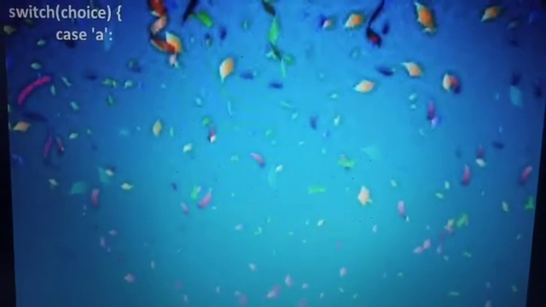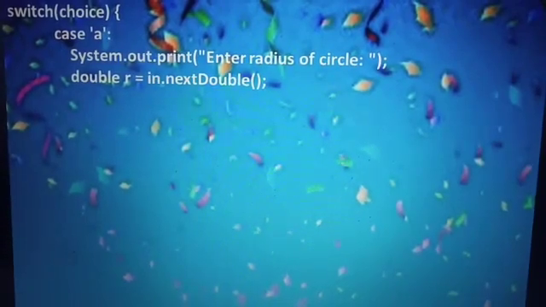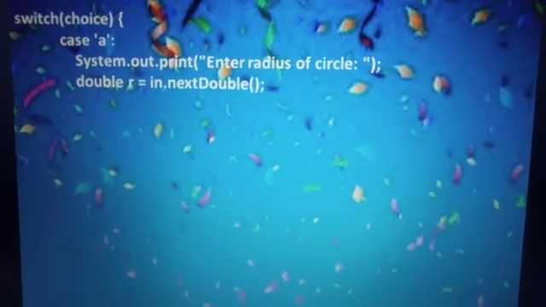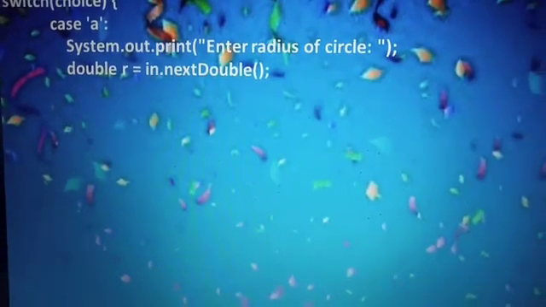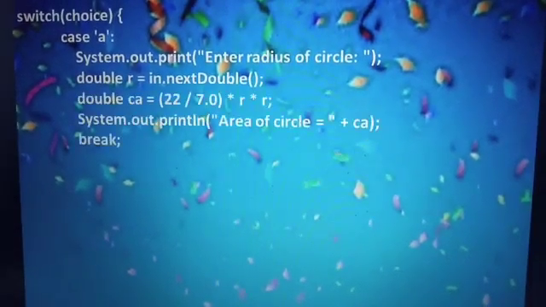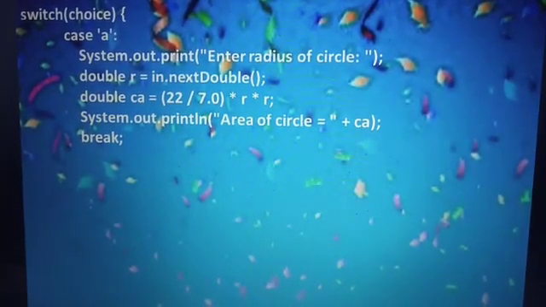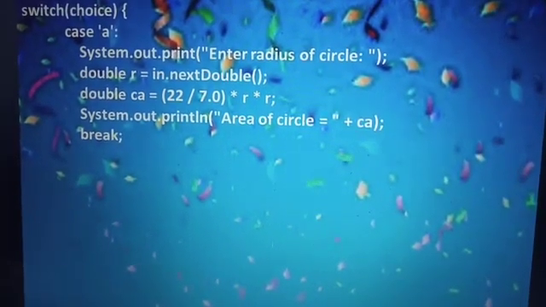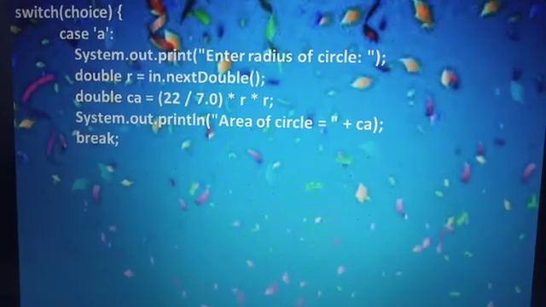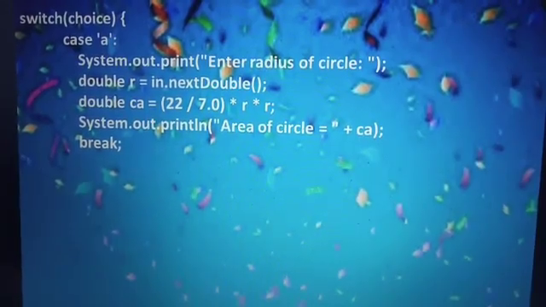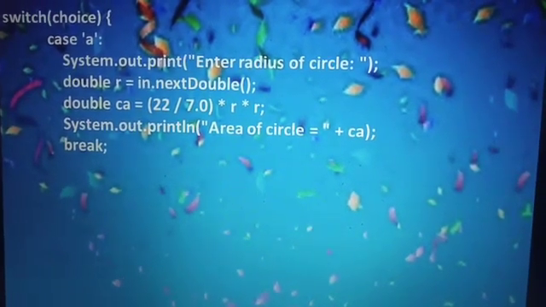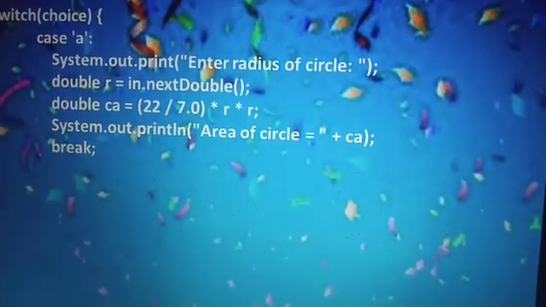Now use the switch case, switch choice, open the curly bracket, case A. What was the case A? You have to write system.out.print, enter radius of a circle. Terminate with a semicolon. Data type, which data type you are using here? Double r equal to in dot next double. Then give the formula, double CA equal to 22/7.0 into r into r. Then system.out.println area of a circle, that CA. Then break it. CA means area of circle.